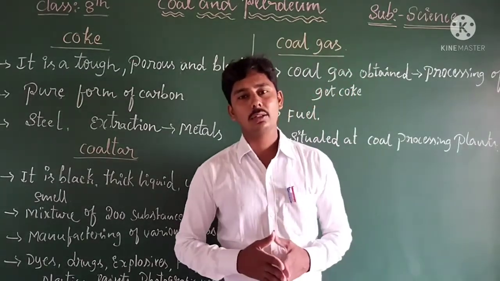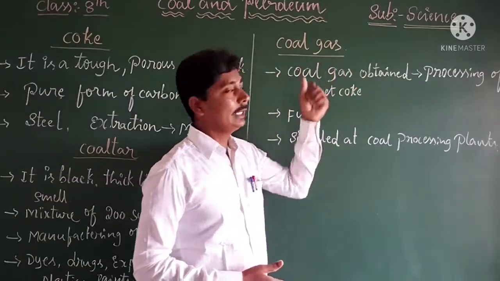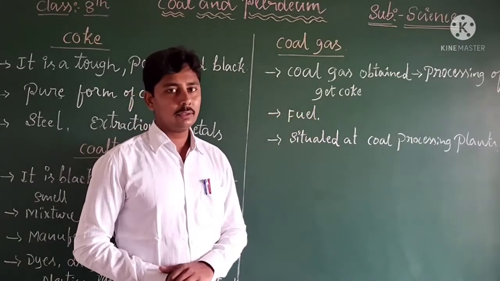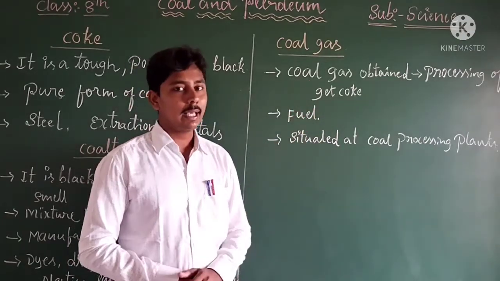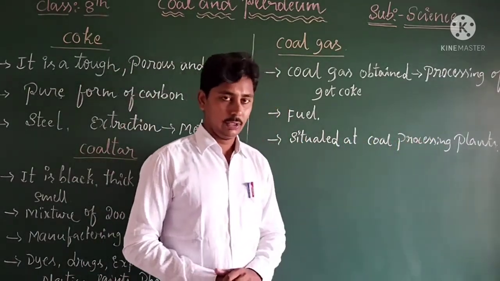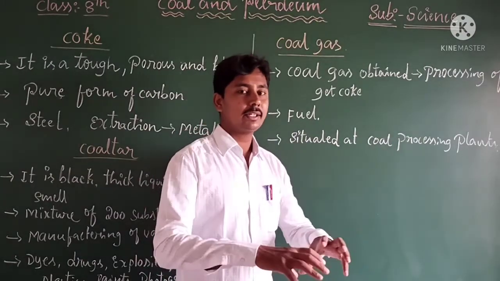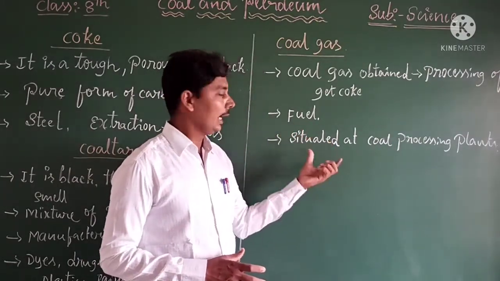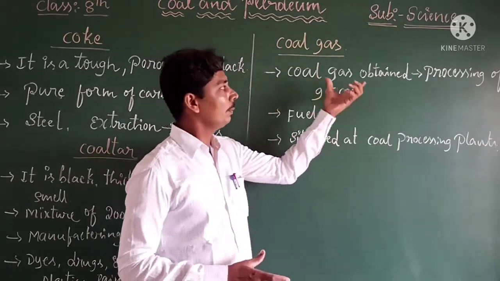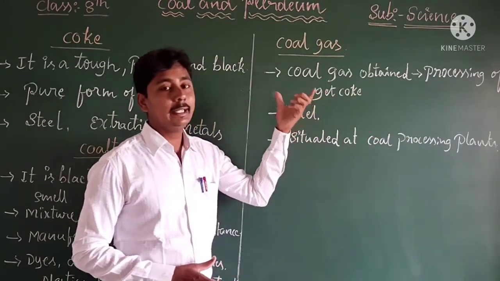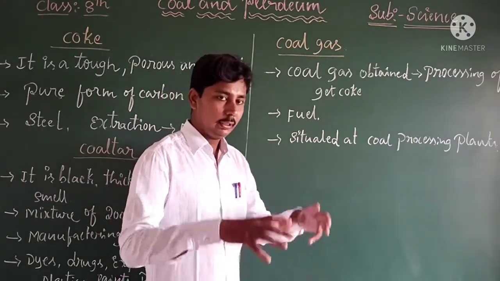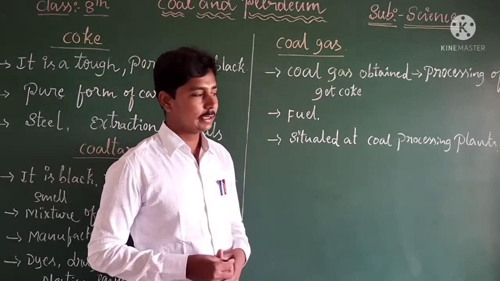The third useful product is coal gas. Coal gas is also one of the useful products. We get coal gas at coal processing plants. When we extract coal, these coal gases are also produced. They are obtained in the process of coal getting converted into coke. When we extract the coal, it releases some coal gases.